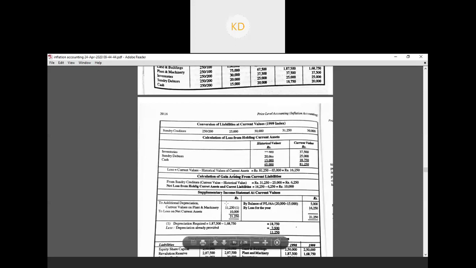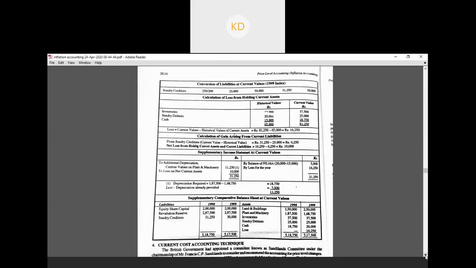Now, what are the adjustments which will affect your P&L? First, additional depreciation. Second, loss on current asset. Additional depreciation, how much? 11,250. Loss on current assets, how much? 10,000. So we have 11,250 plus 10,000, 21,250. The difference in your profit is 5,000. From 21,250 minus 5,000, the net loss which you are getting is 16,250. Till here, did you understand?